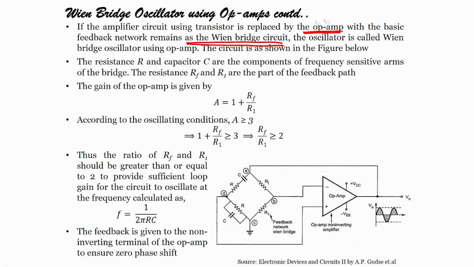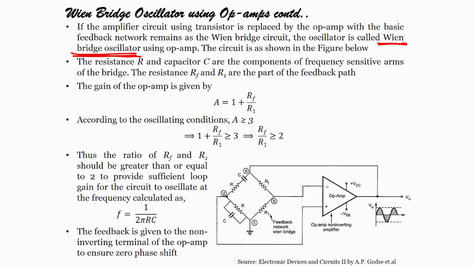So, what is written here? If the amplifier circuit is replaced by an op amp with the basic feedback network remaining as the Wein bridge circuit, the oscillator is called a Wein bridge oscillator. The circuit is shown in the figure below.